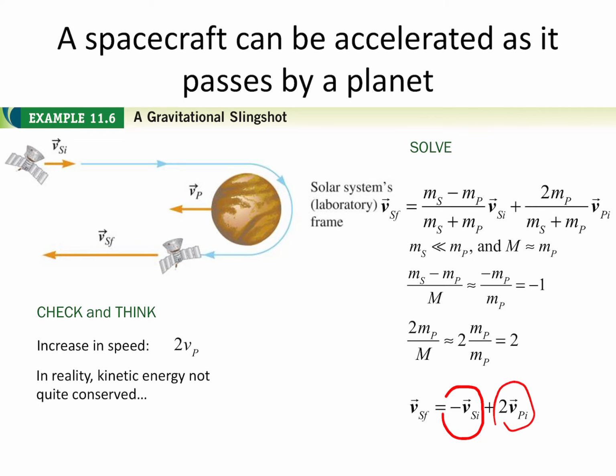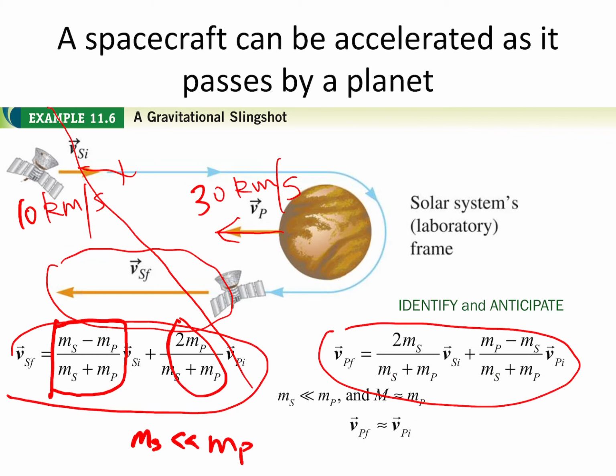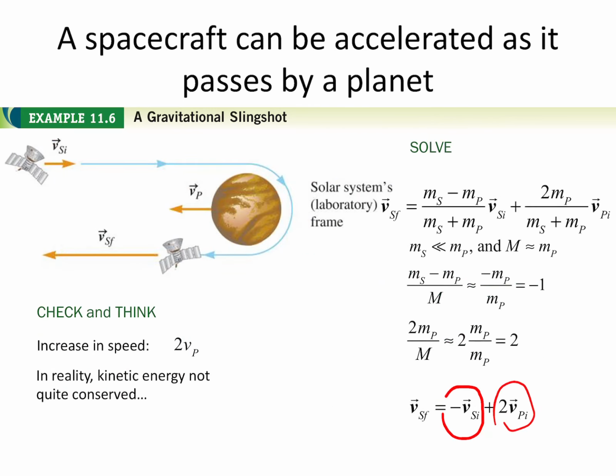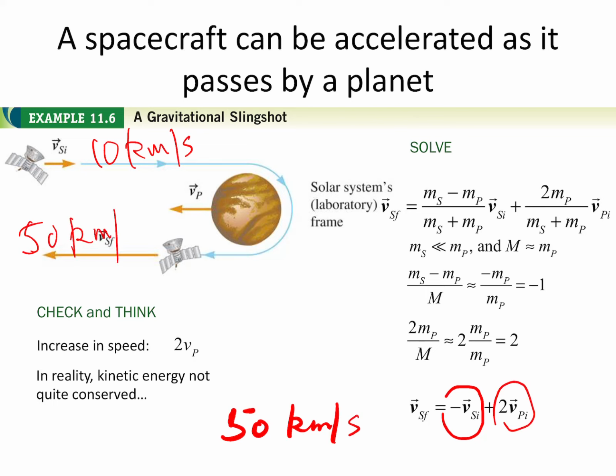I already gave you the numbers. The planet is moving 30 km per second in this direction, so you times 2 is 60. Subtract 10. So after all, a typical spacecraft would move 50 km per second. Initially it's moving with 10 km per second in this direction, but after it collides with the planet, its velocity is 50 km per second. So its velocity is hugely accelerated.